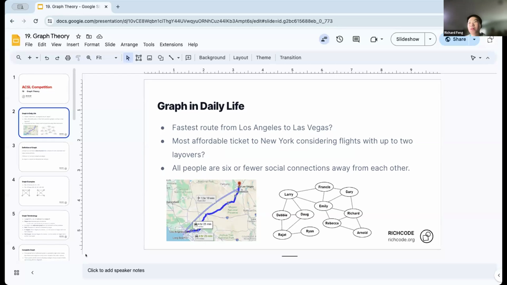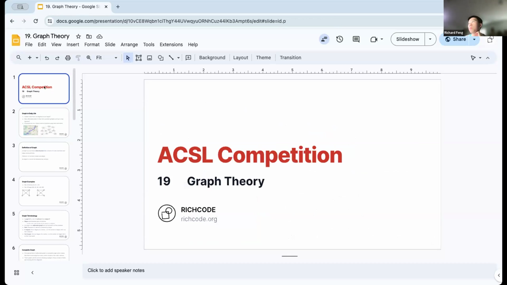Hello, everyone. Welcome back to lesson 19 of the ACSL contest. So today's topic is going to be graph theory, which is part of contest 4 and is tested in all the divisions, including elementary division.